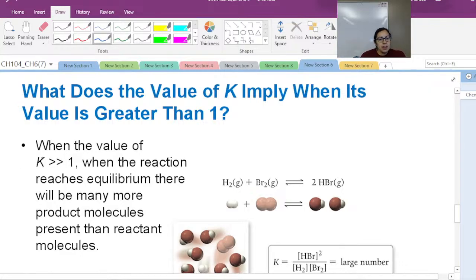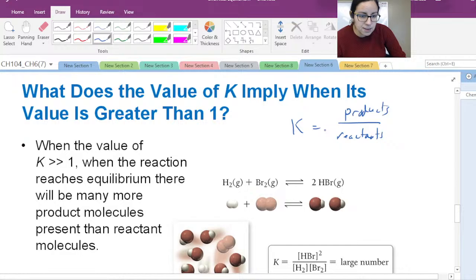And okay, when it's saying when K is much, much greater than 1, when the reaction equals equilibrium, there'll be more product molecules than reactant. Well, okay, just think about that, right? So we said K was in general products over reactants, right? So we don't have to worry so much about the little squaring details. We just need to take products over reactants. So if K is much, much greater than 1, that means we have a lot more products. So that's what it's saying here.